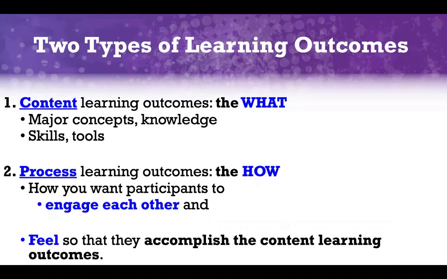So how do you want participants to engage each other? How do you want them to feel so they accomplish the learning outcomes? And while the content learning outcomes are critical and key, the process learning outcomes, often overlooked, are actually the means to the end of accomplishing those content learning outcomes, those skills, tools, concepts, and they're equally as critical.